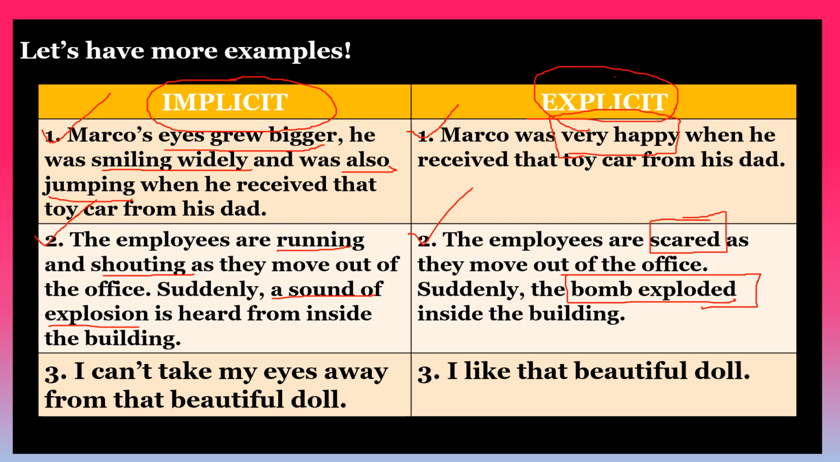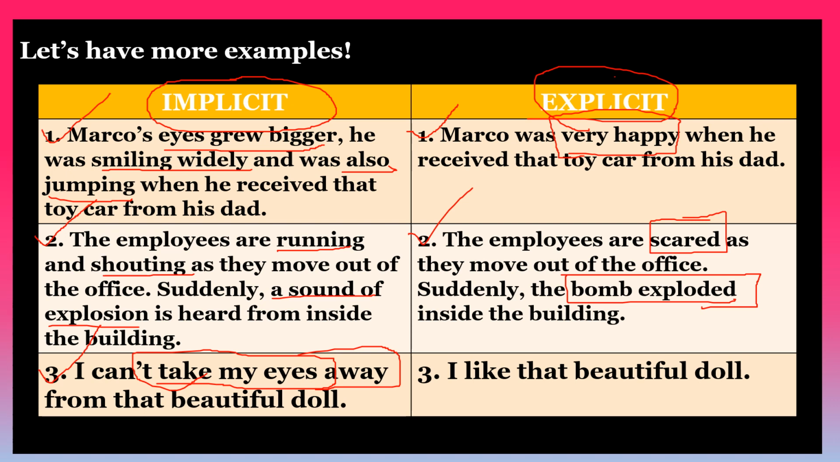Alright, so in the third example, I can't take my eyes away from that beautiful doll. That is under implicit. Explicit, I like that beautiful doll. So look at the third example under implicit, guys. If you really like something, you can't take your eyes away from it, which means that you really like the doll.